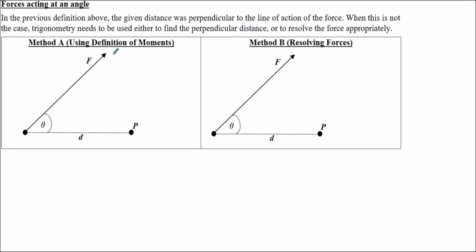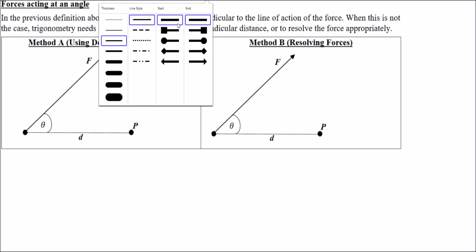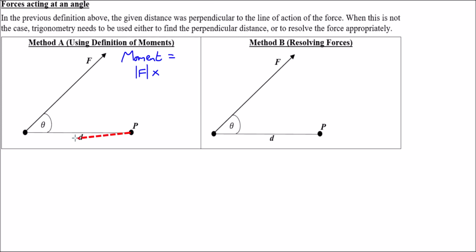Method A, just using the definition of moments. Again, the moment is the magnitude of a force, so that's going to be obviously F multiplied by the perpendicular distance between the line of action of the force and P. In these cases, we might not actually know the perpendicular distance, so that will need to be calculated. What we need to do is to draw on a line, like so, which is perpendicular to F. So we need to find this distance here. I'm just going to try and work out what this is.